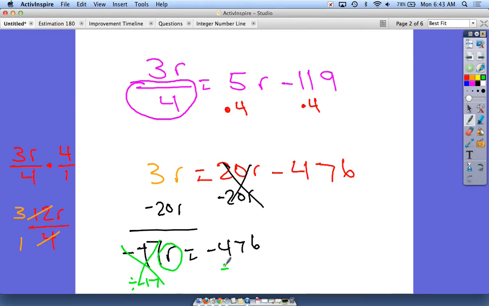And then I'm also going to divide by negative 17 here. And again, I'm just going to use my calculator. Negative 476 divided by 17. I know it's going to be a positive because it's a negative divided by a negative, and it ends up being 28. So r equals 28. And remember, if you're unsure, we can always take this 28 and put it back into the original problem for r. So for instance, if we take our original problem and I do 3 times 28 divided by 4, that's going to be the same thing as 5 times 28 minus 19. That's a good way to check it over and prove that it's correct.